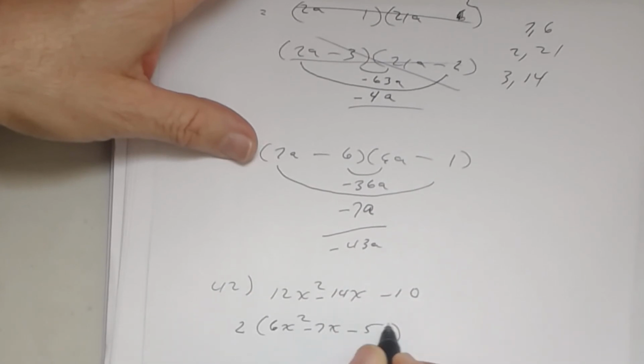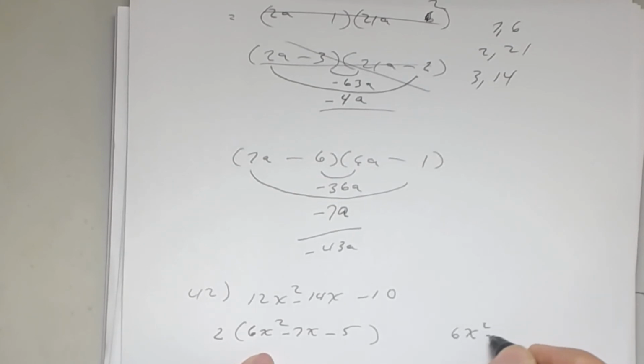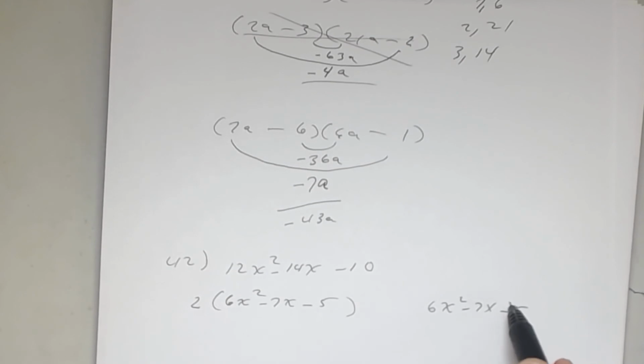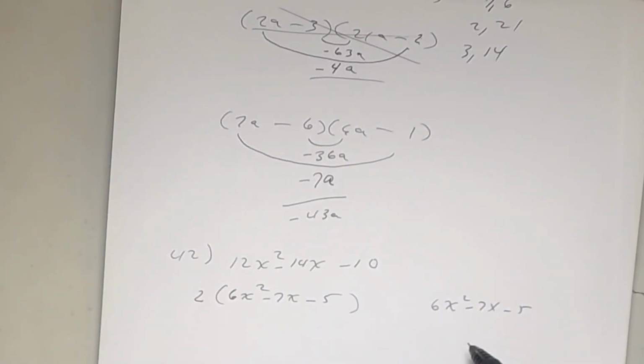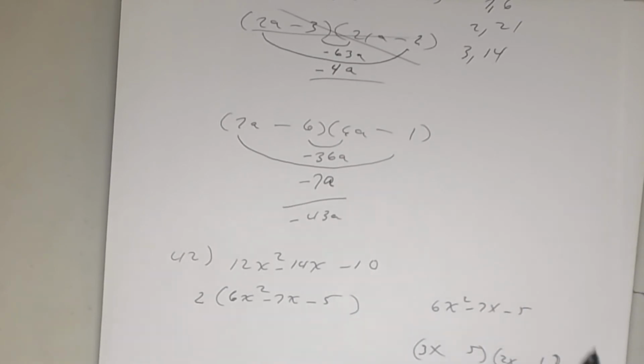Okay, so now let's go ahead and factor this trinomial: 6x squared minus 7x minus 5. The last one's 5, so that's easy. There's only one possibility. But 6, what do you want to try? 3 and 2? So 3x, 2x. All right, where do you want to put the 5? If it doesn't work, you're going to switch them. In the front, so 5, 1.